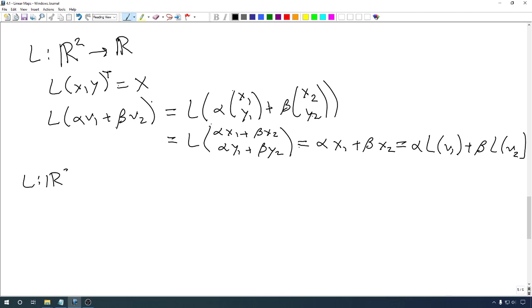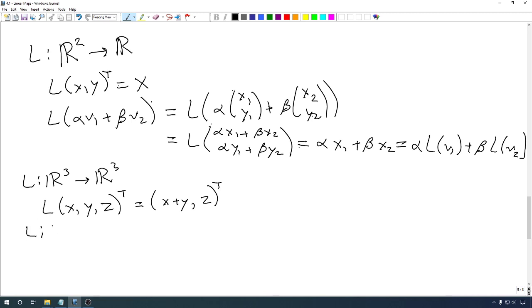Another example, go from R3 to R2. Something like L of, now we have 3 variables that we need, so I'll just do x, y, z. And maybe this maps to, say, x plus y for our first component, and then z for that second component. So this is in 2 dimensions, it only has 2 entries, but the first entry is the sum of the first 2 entries of the original vector. This is another linear map, and we could go through all the steps of showing that.